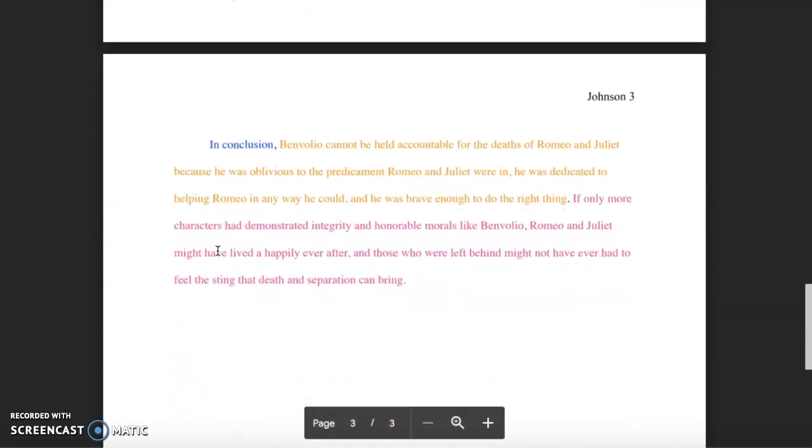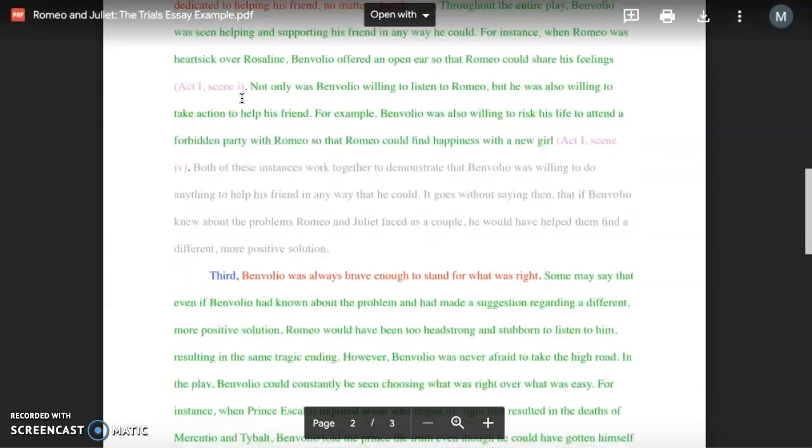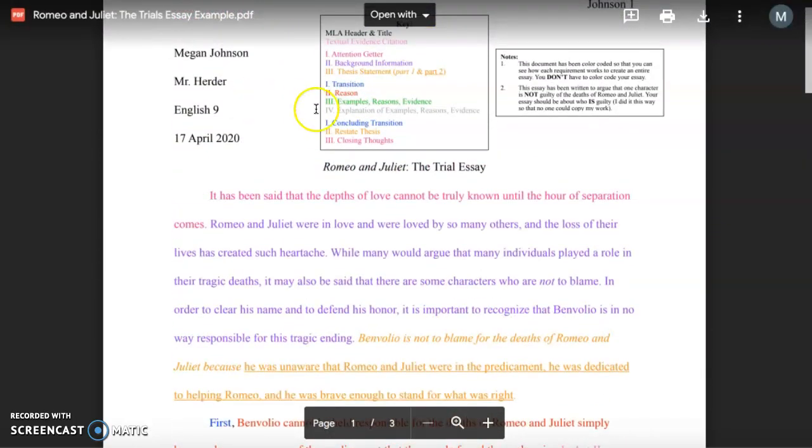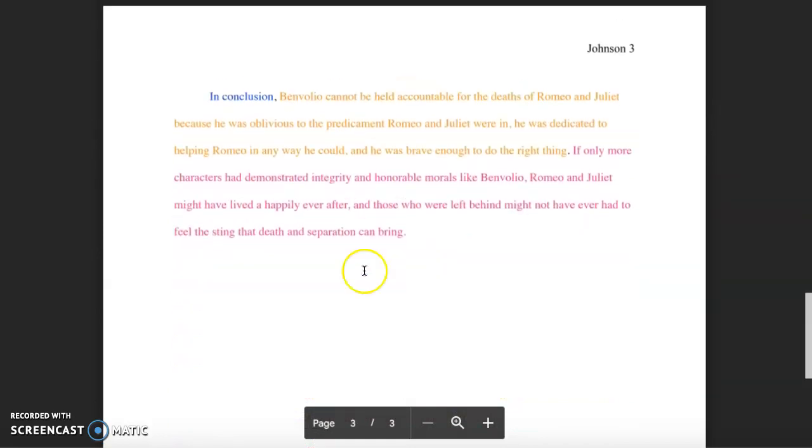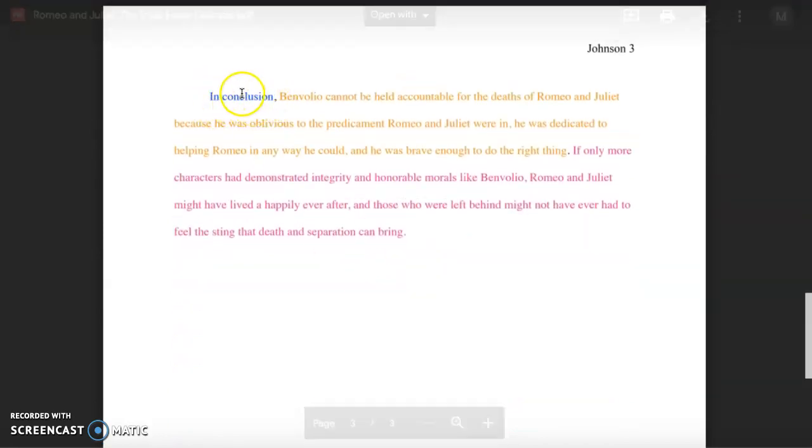And last thing that I want to show you is my conclusion paragraph. So again, if I were to look back at my key, I know that my conclusion should include three things. I need a concluding transition, I need to restate my thesis, and then I should provide my reader with some closing thoughts. Again, we see that here. I have my concluding transition, I've restated my thesis to summarize everything that I've just talked about, and then I want to leave my audience or my readers with a lasting impression, and so I've given them some closing thoughts to just think about and ponder as they finish reading my essay.